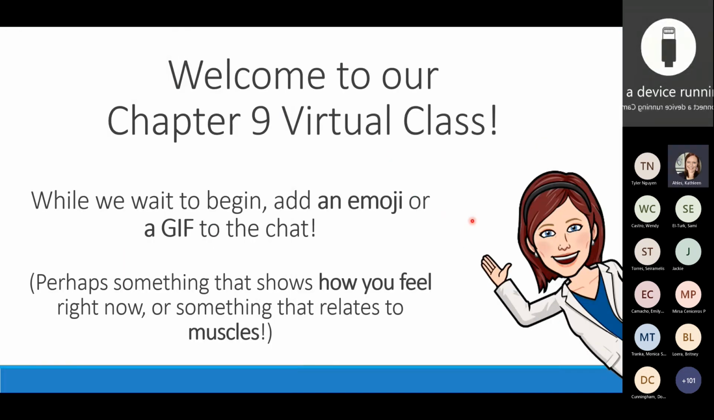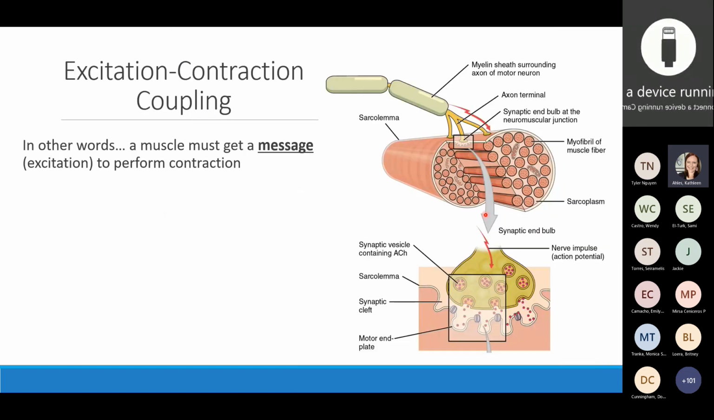All right, so let me review with you really fast some of the stuff that we did at the very end of our class on Monday. We were diving into the idea of excitation-contraction coupling. So we're going to explore more today the fact that a message from a neuron is going to help this muscle fiber to actually contract for us.